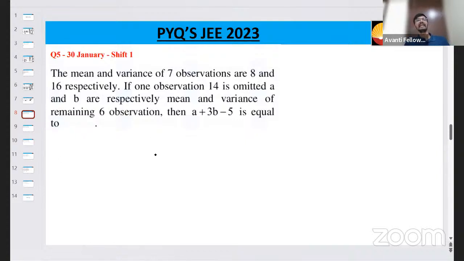The mean and variance of 7 observations are 8 and 16 respectively. So the mean is summation xi upon 7 is equal to 8, so summation xi is 56. Variance is summation xi squared upon n minus x bar.